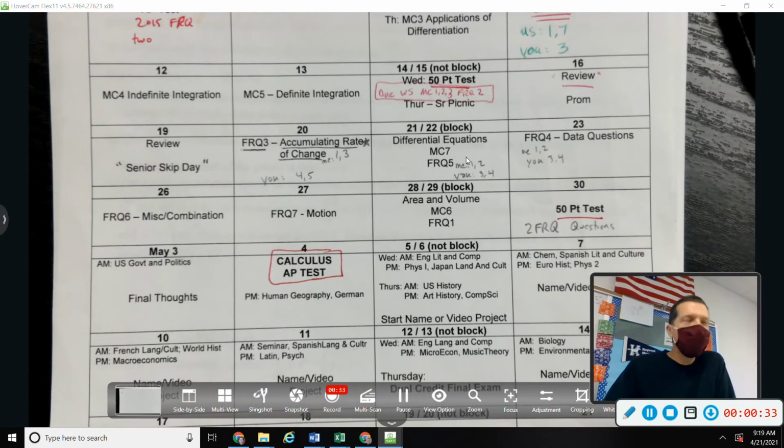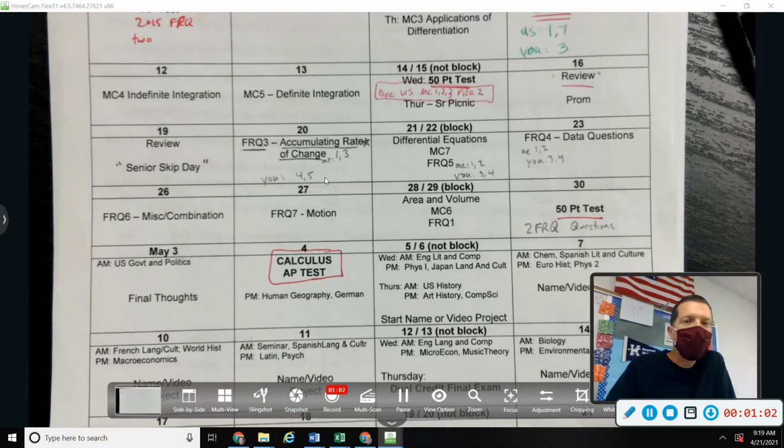some homework, not too much. If you need to do more, there's tons of resources out there. The AP Classroom has videos. College Board puts out review videos. There's tons and tons of stuff out there for you to look at, review, whatever you need to do to get ready for May the 4th. So that's coming up quick.